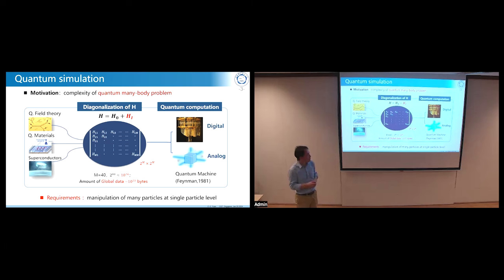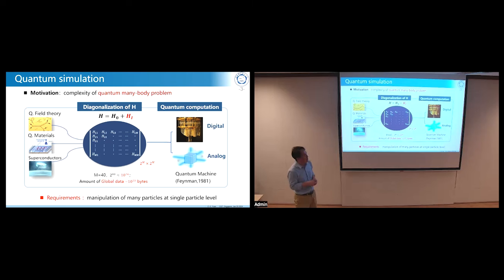But we know the amount of global data is only about 10 to the 23, which means the dimension of the Hamiltonian is now larger than all the electronic data of the world, which cannot be solved by classical computers. Therefore, maybe we can use an alternative way, quantum computation.